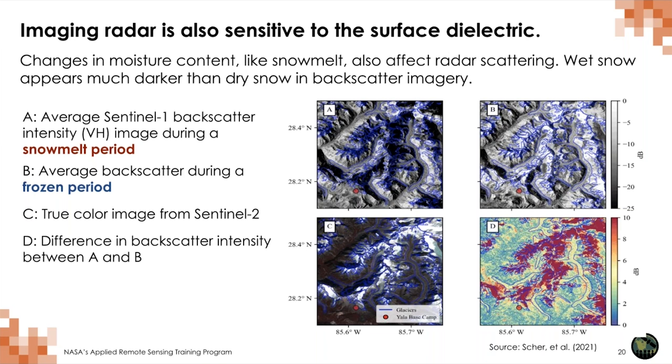Panel C is an example of this region. It's a glaciated region in the Himalayas. And D is the difference between backscattering in image A and B. And you can see a pronounced difference, so between 2 and 10 decibels across the region, between the snowmelt season and the frozen season backscatter. So moisture content, and we call this the surface dielectric, changes in the surface dielectric can also really affect scattering characteristics.